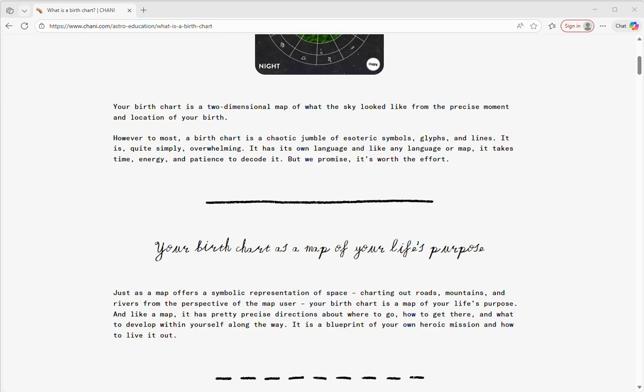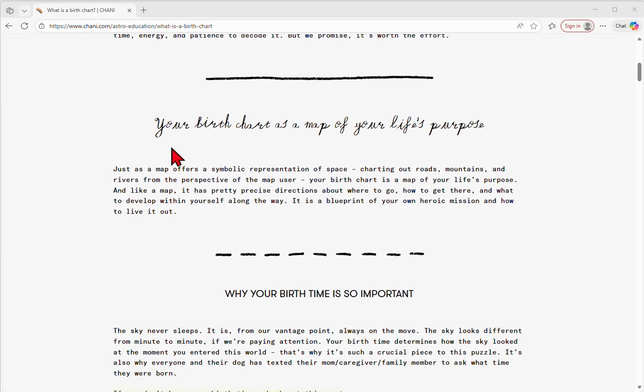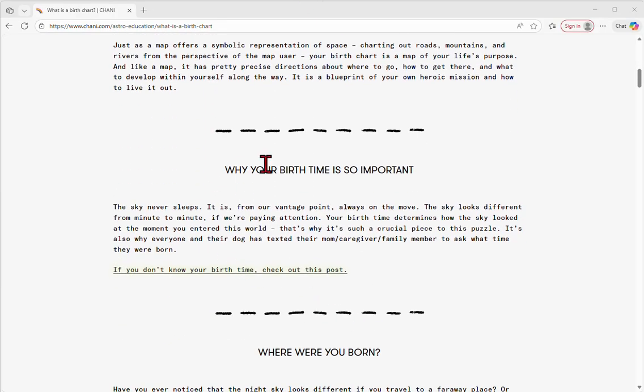That's part of what we're trying to do here, is teach you how to sort through the chaos and figure out more about it. It goes on to say, just like a map offers you roads and mountains, your birth chart gives you an idea of the map to life's purpose. It's a blueprint of your own heroic mission and how to live it out. Let's see, it goes on to talk about the importance of the time itself, because from our vantage point, it's always on the move. The sky looks different from minute to minute, which is true. It's why we mentioned earlier when we were talking about twins.